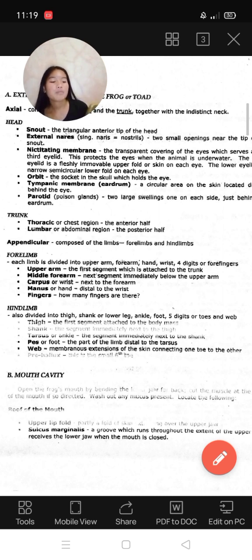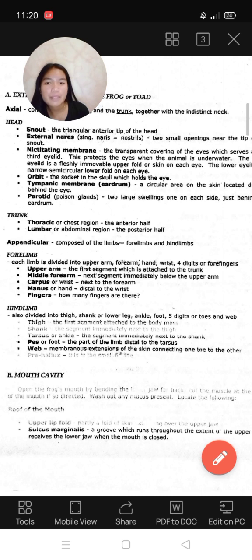Next is carpus. Carpus is next to the forearm. Carpus is the group of small bones between the main part of the forelimb and the metacarpus in terrestrial vertebrates. The 8 bones of the human carpus form the wrist and part of the hand and arrange it into 2 rows.